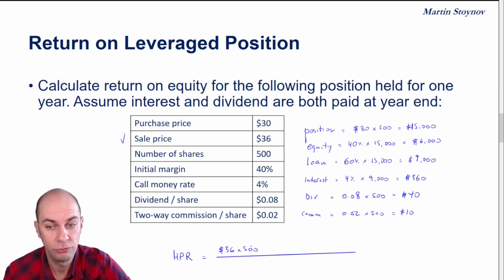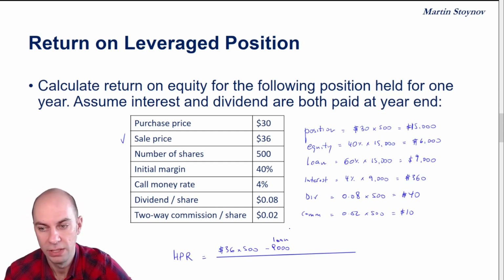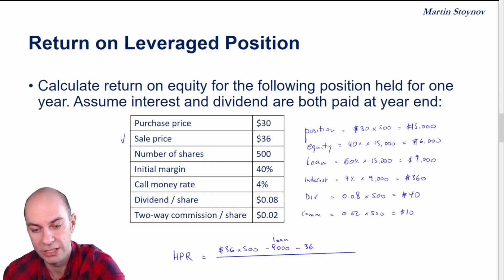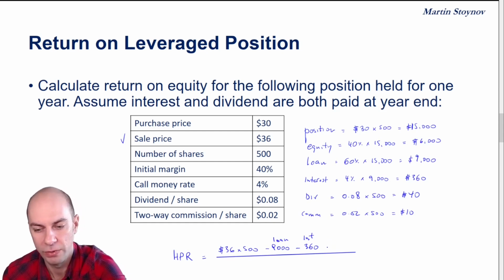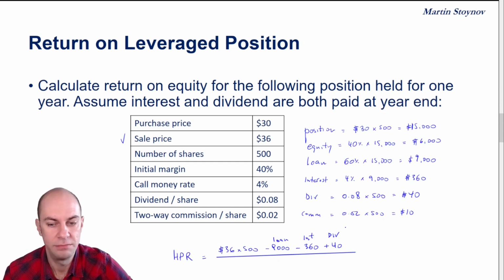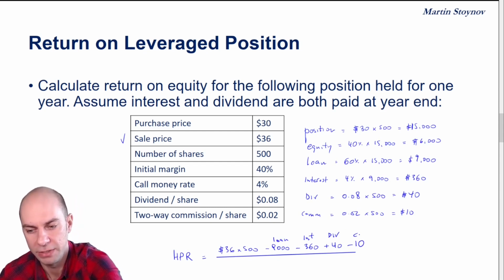Now, we're going to have to repay the loan. Remember, you borrowed $9,000, so repay your loan. There you go, $9,000 is the loan. We are going to have to pay the interest on the loan. But dividends represent money coming into our account, so we are going to add $40 of dividend. And commission on the sale represents money leaving our account, so we're going to subtract that commission up here.